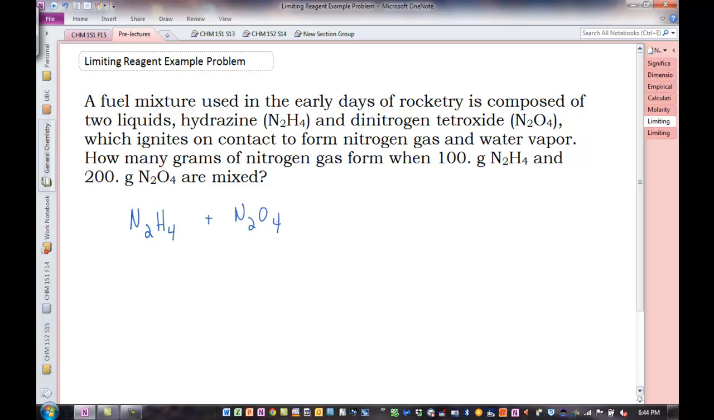Let's see what we produce. They ignite on contact to form nitrogen gas. Now, nitrogen gas, is it just nitrogen atoms? Think about a lot of the gases like oxygen and hydrogen and fluorine. Yeah, those are diatomic. Okay, so nitrogen gas. We don't have to put the phases in, but we could. And water vapor. Now, these are liquids if we want to put in the phase. It says so in the problem. All right, so there's our reaction.